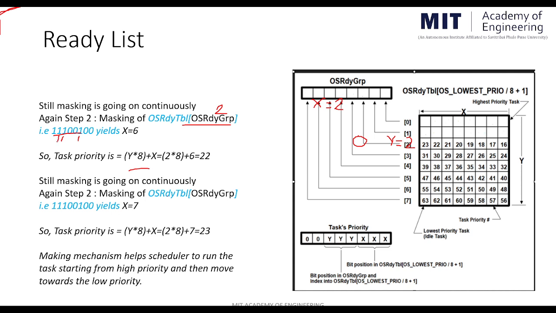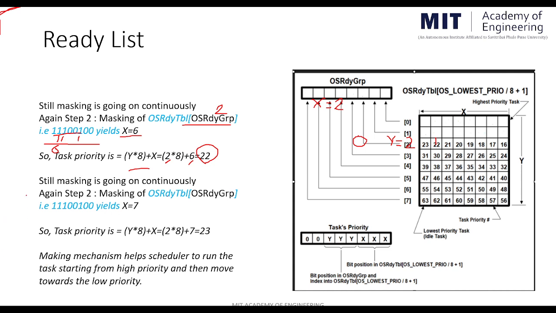Now the scheduler can understand the sixth index is also having the value 1. So it yields the value of x as 6. Again, the scheduler will put this value into the formula: the value of y is 2 and the value of x is 6. So the priority is calculated as 22. So the 22nd priority task is also ready to run. After giving some time to 18 and to 21, the scheduler will give some time to 22 also.